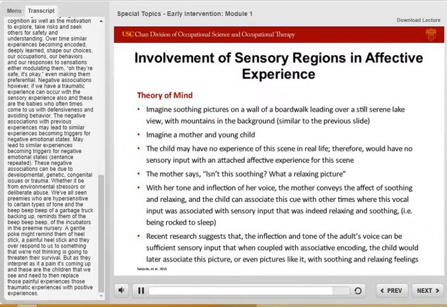And they over-respond to something that we're not thinking is going to threaten their survival, but as they interpret it, a pain that's coming up. And these are the children that we see and need to then replace those painful experiences, those traumatic experiences, with positive experiences.